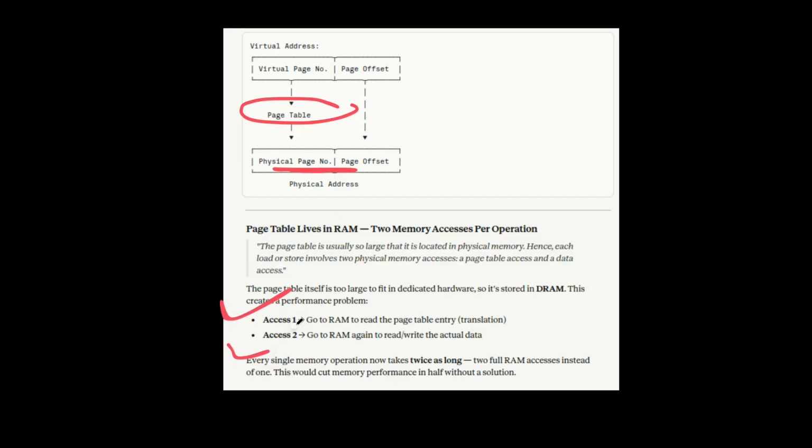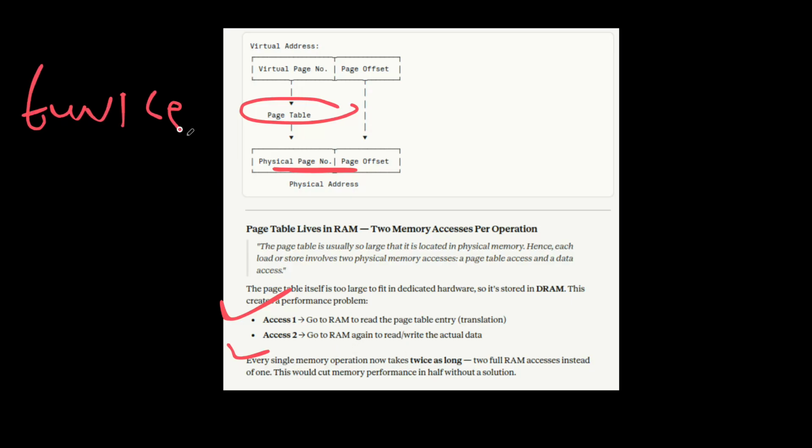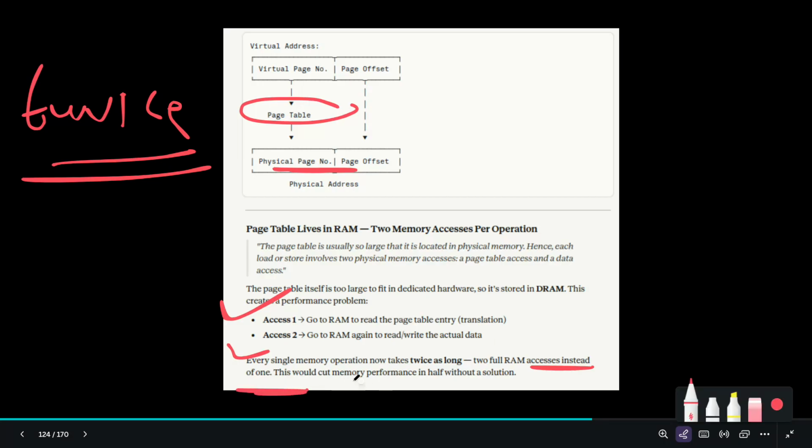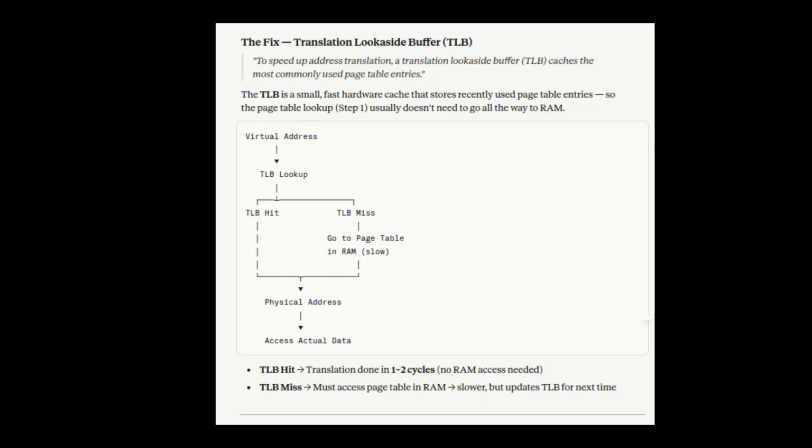So you have understood that you are accessing the memory two times. Every memory operation now takes twice as long, because I have to first look at the page table to convert into the physical address, then I have to go and do the read or write operation on the actual memory. So there are 2 full RAM accesses instead of 1, which would cut the memory performance in half without a solution. This becomes 2 times slower, because memory is accessed 2 times per operation.